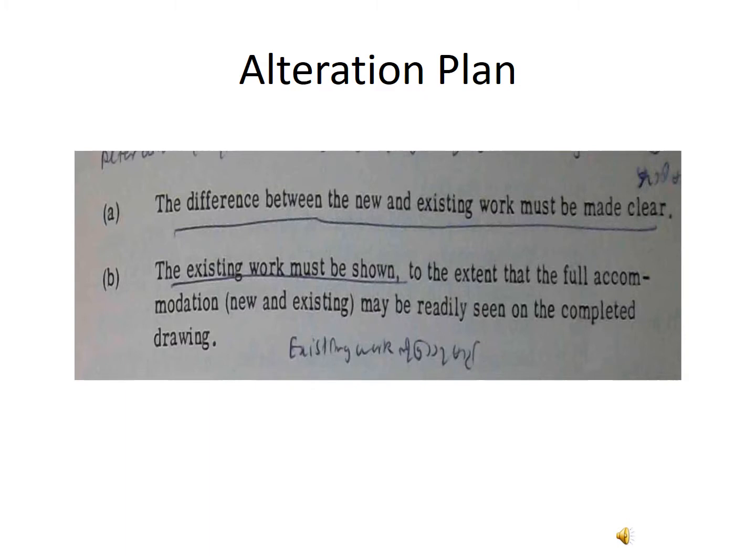Alteration plan. So when we draw the original plans, sometimes you need to do the alteration. So this is the way to insert the alteration. The difference between the new and existing work must be clear. This means that you have to indicate the original work, and how the alteration is done has to be clearly indicated. The existing work must be shown. So when we are making the alteration plan, firstly you have to draw the existing work and then propose the alteration. Those should be expressed together. The existing work must be shown to the extent that the full accommodation of new and existing work may be readily seen on the completed drawing.